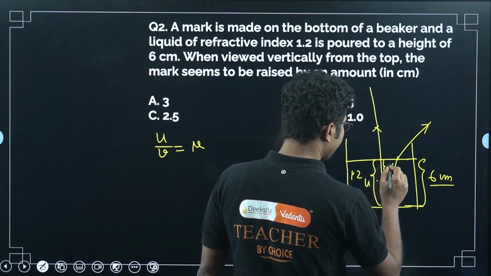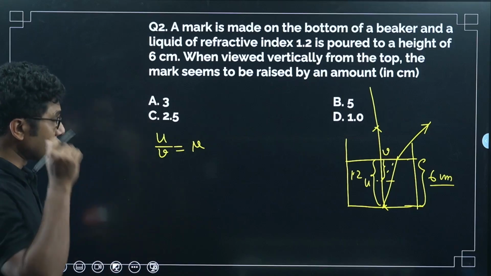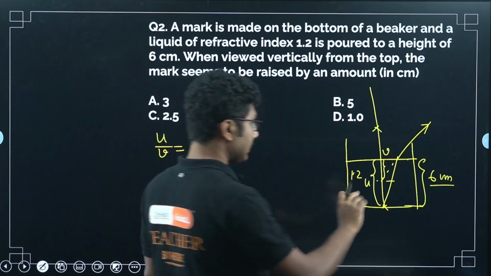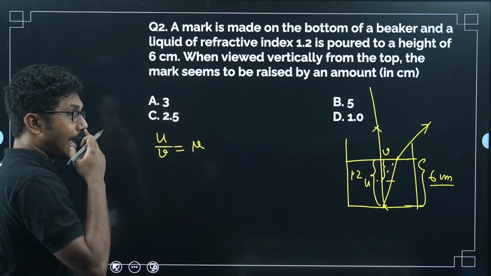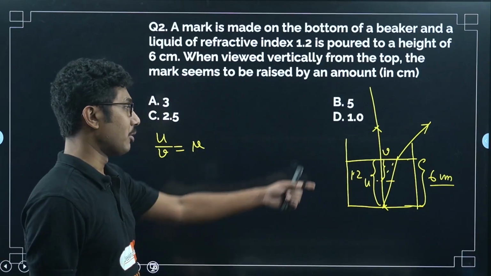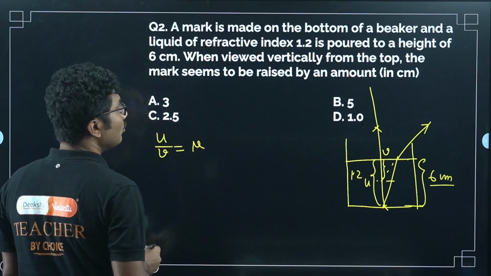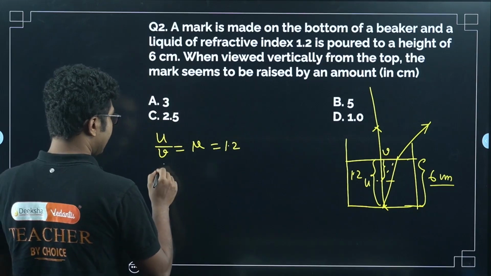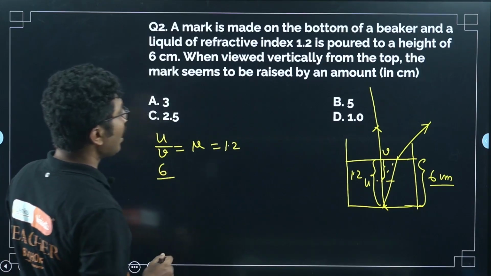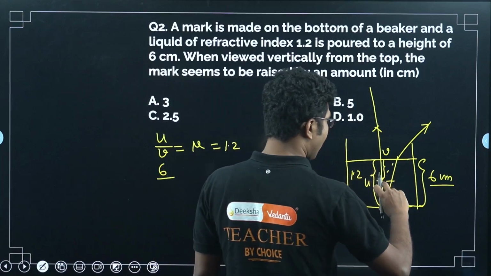I am using the terms u and v so that you, if you are familiar with object distance and image distance, can follow. So basically this is the object distance, this is the image distance. So the virtual apparent height is nothing but the image of the bottom, right? That's why I have used this, and this is equal to mu. Mu is given as 1.2, u is given as 6 centimeter, and they have asked you how much it is raised. Raised by an amount means you have to find this height.